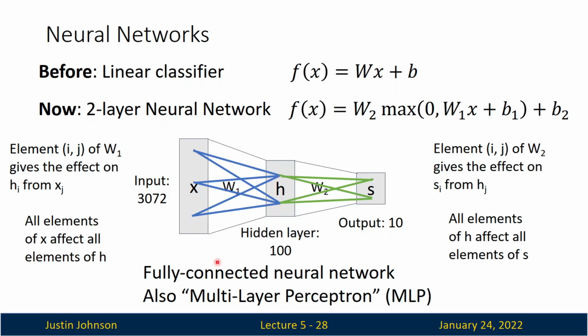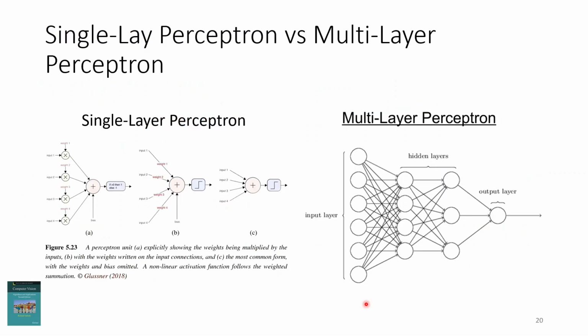Okay, so this structure has a special name. It is called multi-layer perceptron. You may wonder, why is it called multi-layer perceptron? How does the name come about? We have to go slightly back to the history. In the beginning, there are two terms. One is the single layer perceptron. The structure is like this.